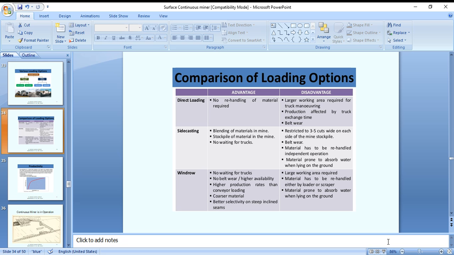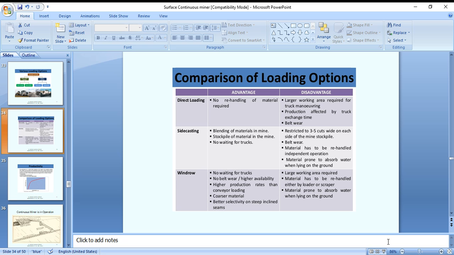Restricted to 3 to 5 cuts wide on each side of the mine stockpile. So every side should be prepared for the other vehicles' maneuvering. So this is another: belt wear is there. Material has to be rehandled, independent operations. Material is prone to absorb water when lying on the ground. So these are the other disadvantages of side casting. Next, windrow.